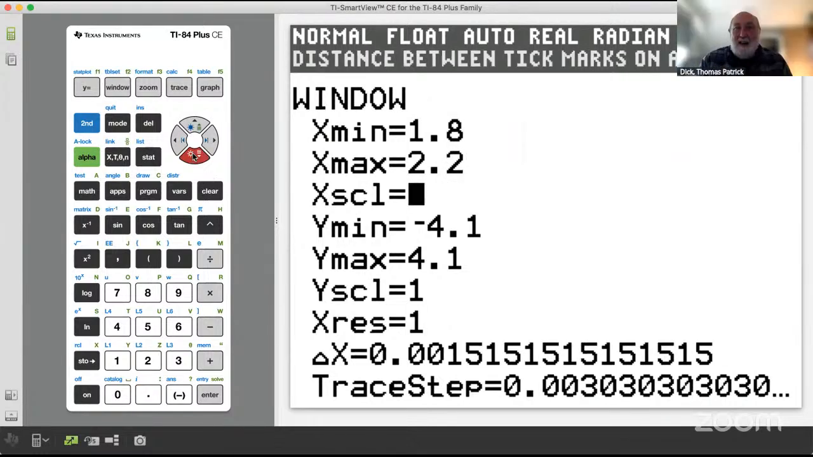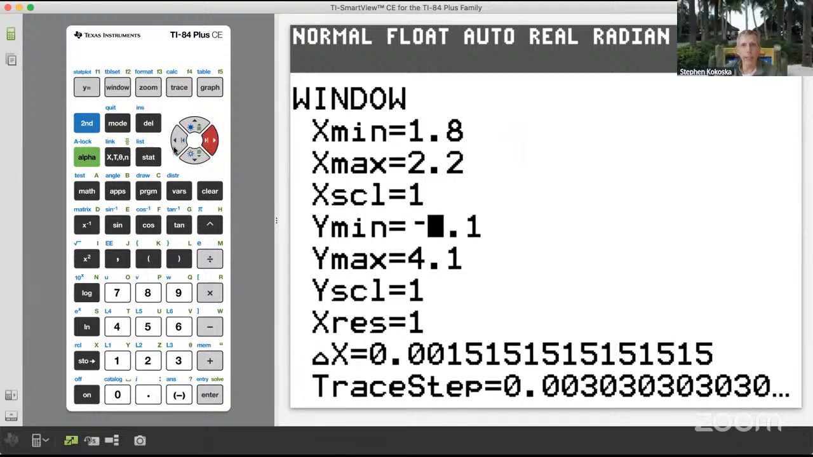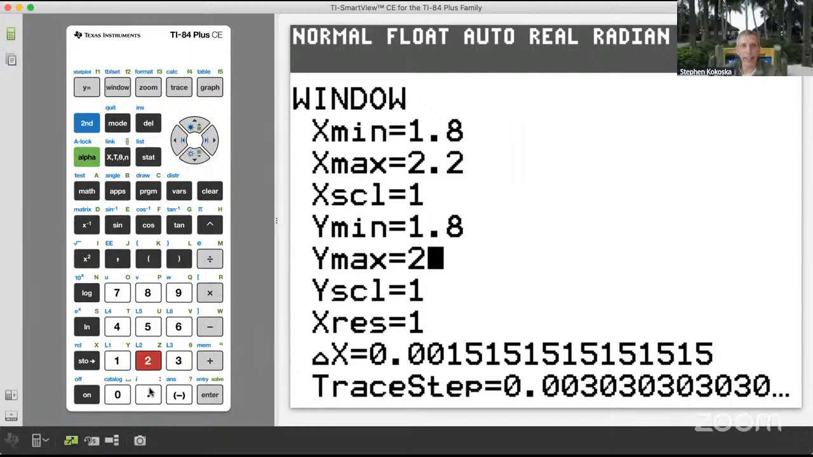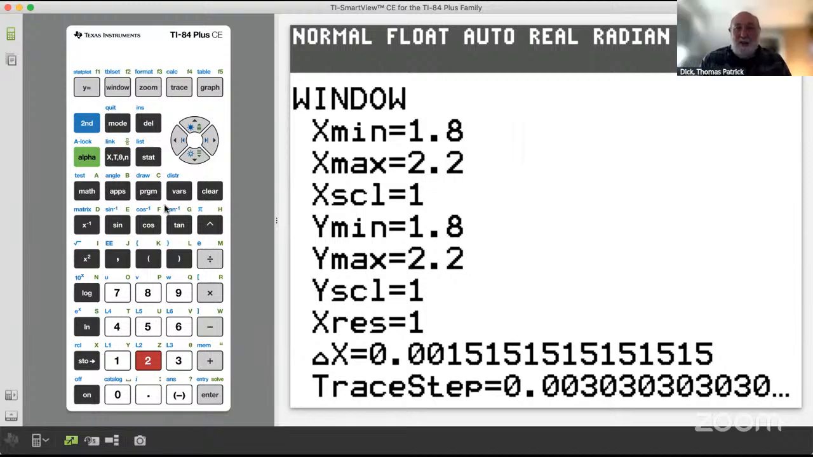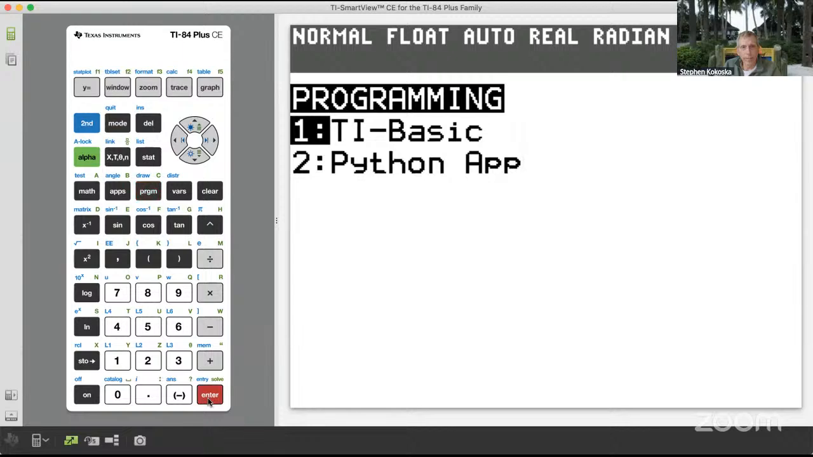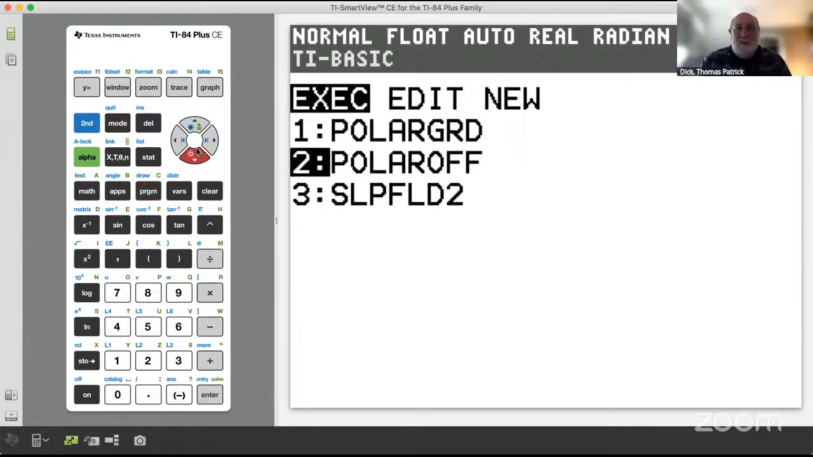And Y min, Y max, let me do a similar thing. Let's go from 1.8, except I don't want it to be negative, to 2.2. So there's my window. And now let me do a slope field. I'll bring up the program, slope field.